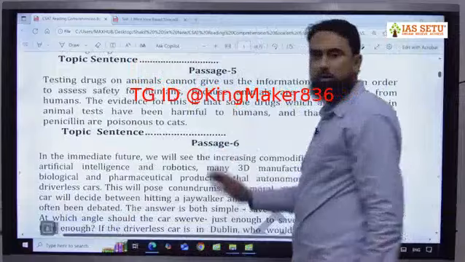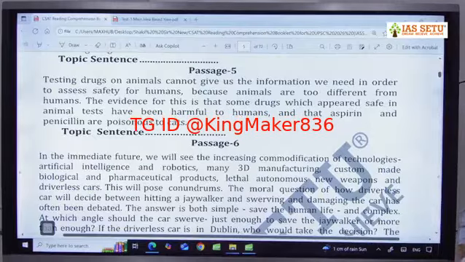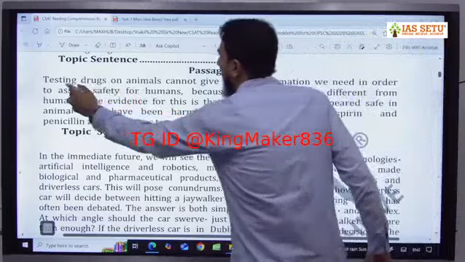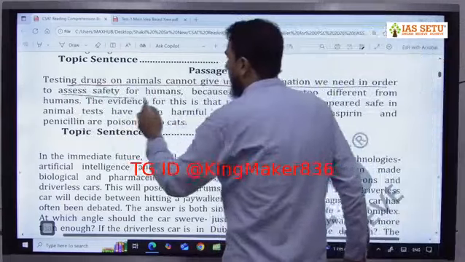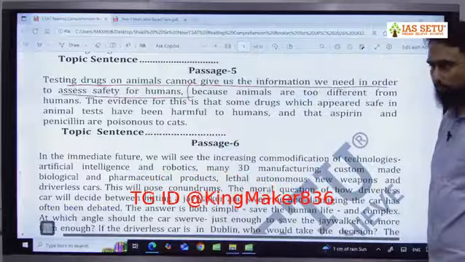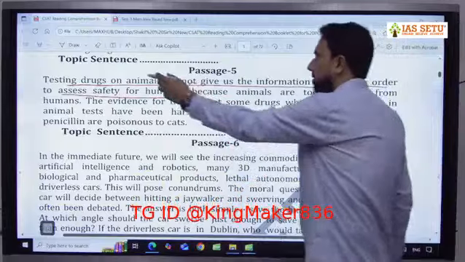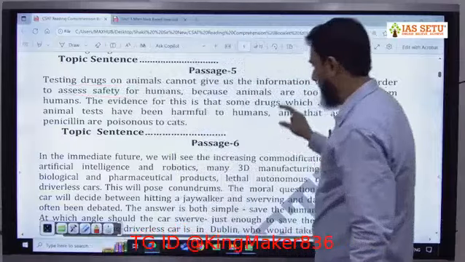Which sentence here in passage 5? First sentence. We needed in order to assess safety for humans. After that, he has started telling the premise, the reason. So the first sentence, this part, and now the CSAT passage.